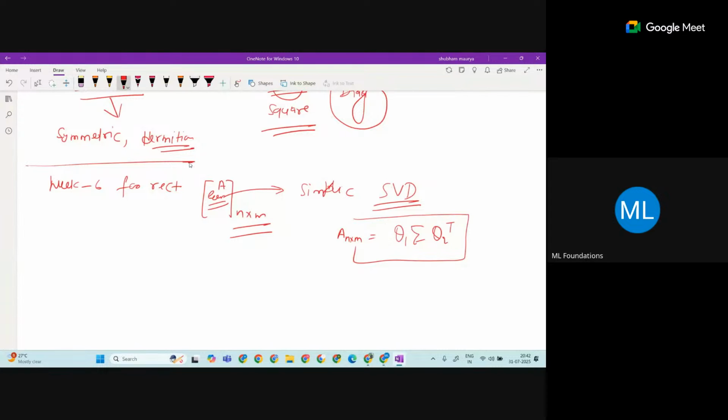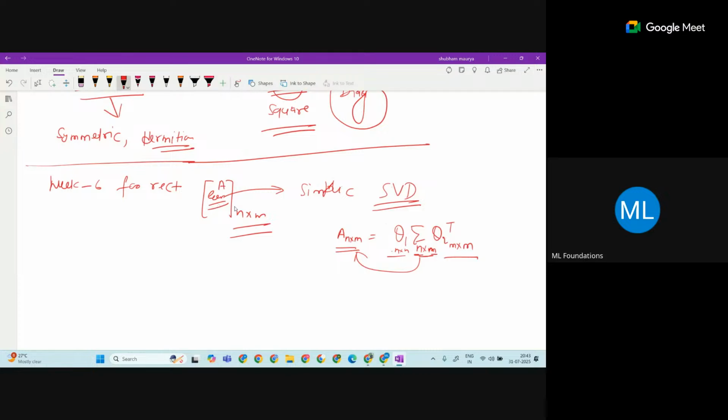I'm just giving a difference here at least. So A is n cross m. First, you make the sigma matrix n cross m, the same order as A. Now this is a matrix multiplication, so you can fix the order of Q2 and Q1. Since m is there, the order of Q2 is m cross m, and since n is there, the order of Q1 is n cross n. So the left and right sides are square matrices, and the middle one has the same order as A. This is the form called SVD, singular value decomposition.